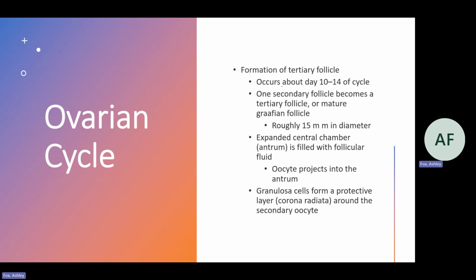Then we get to a tertiary follicle. The tertiary follicle is the last one before ovulation. Usually, not all the time, but in normal instances, one secondary follicle turns into a tertiary follicle. We also call it a Graafian follicle. You might hear it that way.